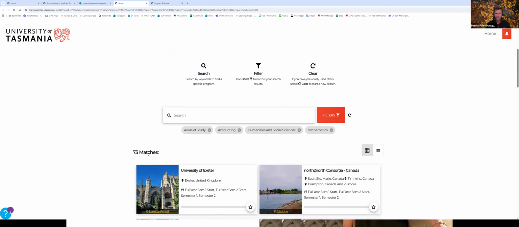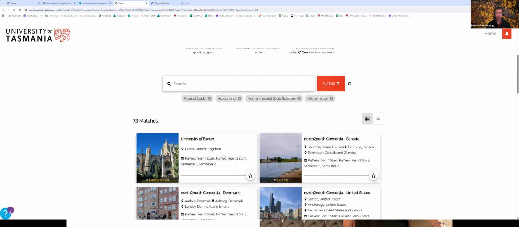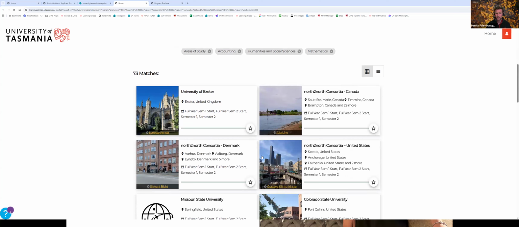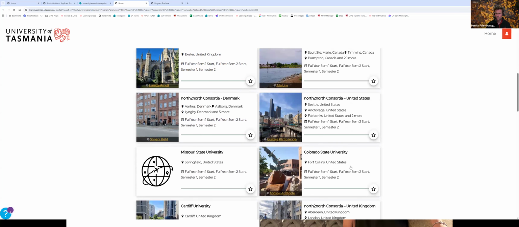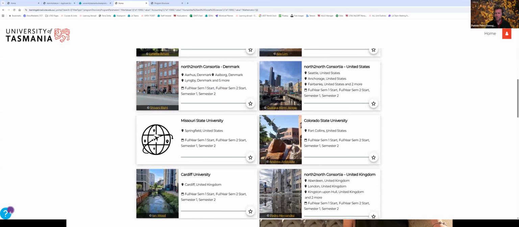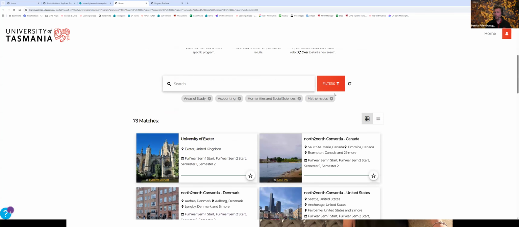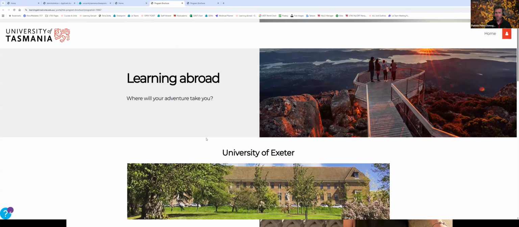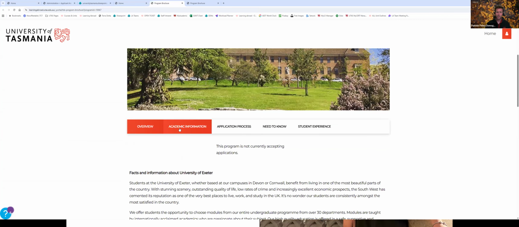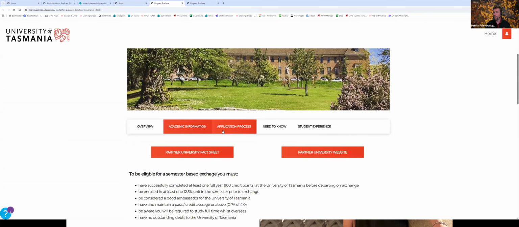And we've got 73 matches. So heaps and heaps of different options. We've got options in the UK, we've got options across Europe, we've got Fort Collins, Colorado State in the United States. You get the idea. This is a way to filter and find programs. So from there, you can click on that online brochure and start learning about that university and seeing if it's the right fit for you.